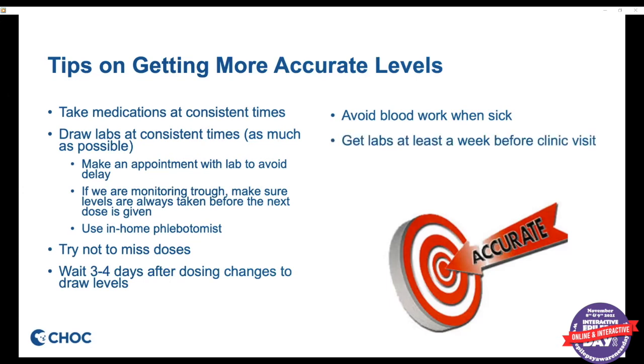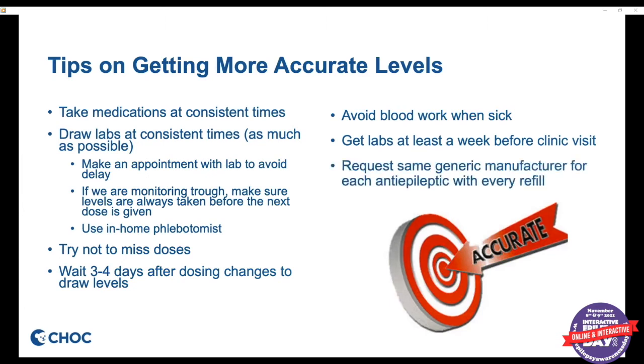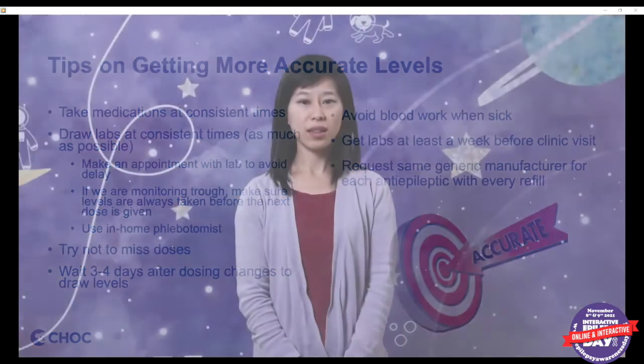Many AED levels can take up to 5 business days to result out, so if getting labs prior to a clinic visit, please schedule them at least a week before. Lastly, request that your pharmacy dispense a consistent manufacturer for each AED. This does not mean you must stick with brand name drug only, but if you get generic, try to get the same generic brand as often as possible. Generic brands may vary up to 20% in drug composition and still be considered equivalent, and this can occasionally cause drug levels to fluctuate when you switch from one generic to another.